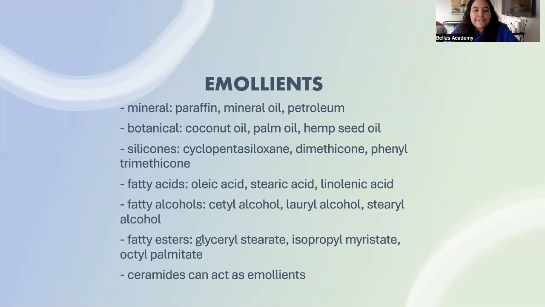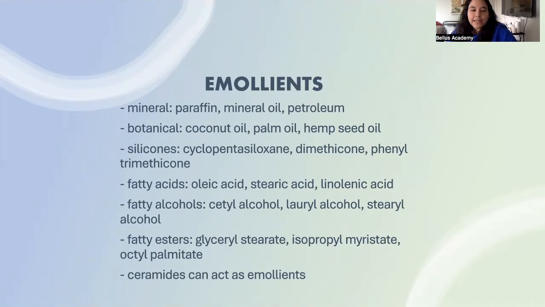Then we have fatty acids, which are derived from plants or animals. Fatty alcohols, which are fatty acids that have been exposed to oxygen. They're not typically drying and they have a wax-like consistency. And fatty esters are formed by combining fatty acids and fatty alcohols, and they can lubricate the skin evenly.